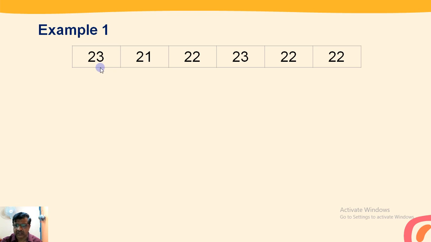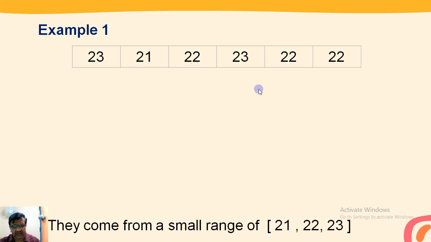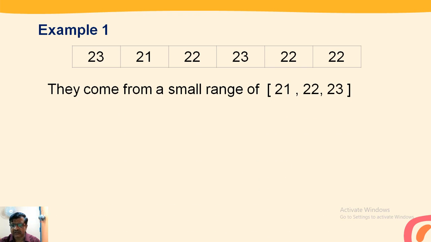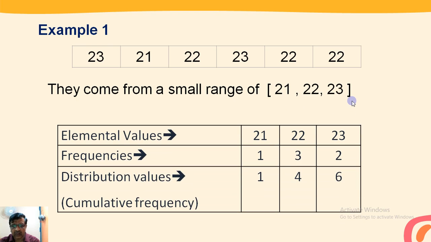Therefore, there are repetitions. 23 repeats twice, 21 repeats once, and 22 repeats thrice. So it is very simple to calculate the frequency of each and every element. We will make a table. The range is 21, 22 and 23. They come from a small range of 2, that is 21 to 23. Therefore, we will generate the frequency value for 21, 22 and 23. Here it is. Elemental values are 21, 22 and 23. The frequencies are: 21 repeats once, 22 repeats thrice, and 23 repeats twice.